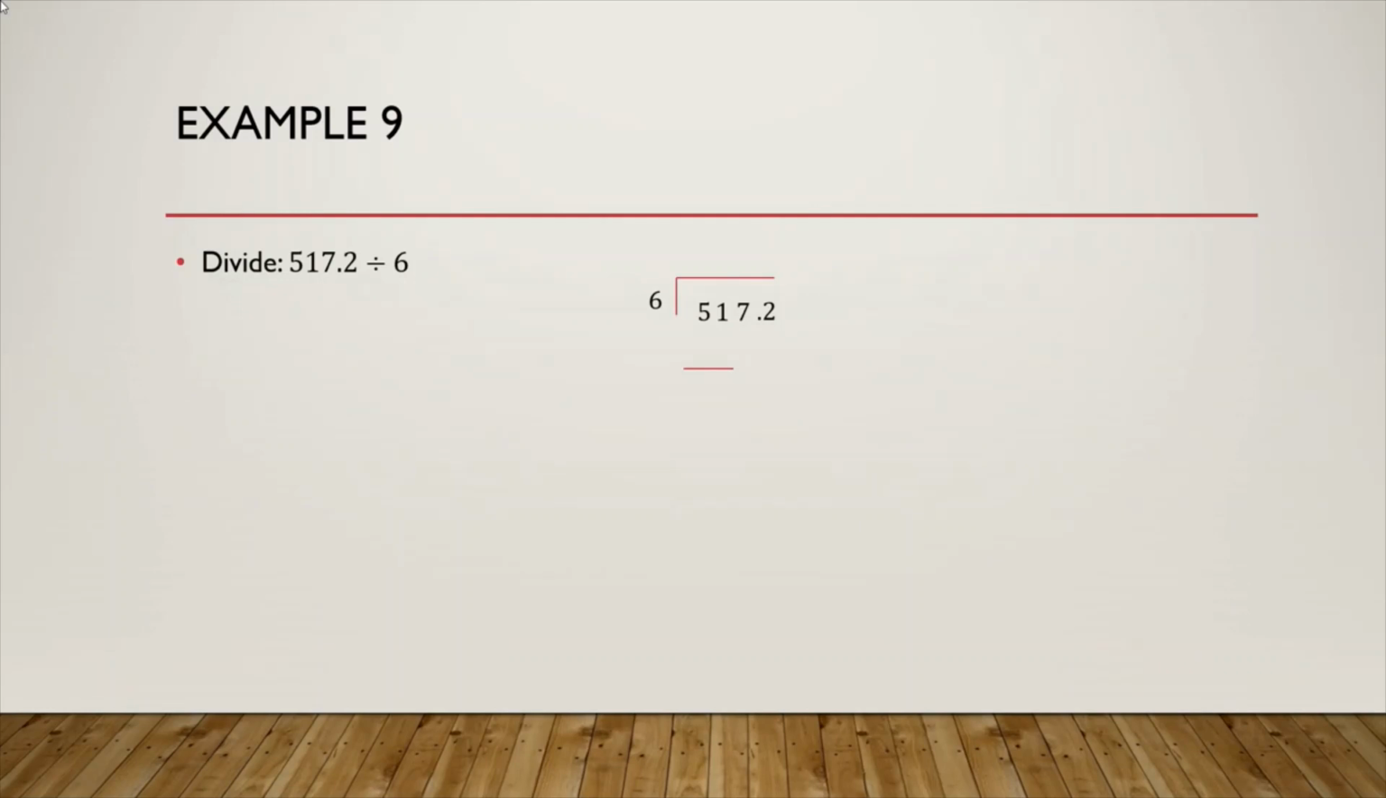All right, so let me show you division. So 517 and 2/10 divided by 6. With the decimal, when you're doing long division, you just bring it to the top. 6 doesn't go into 5. Then you go over to 51. It does 8 times. 8 times 6 is 48. Then where you're doing long division, you subtract. So 51 minus 48 gives you 3.